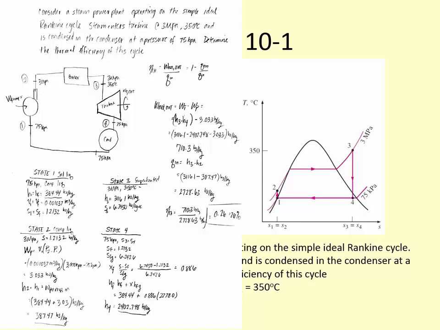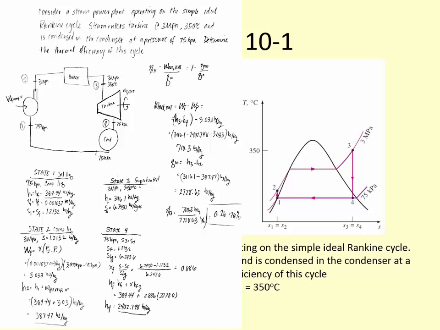We will do some where it's a not ideal Rankine cycle, in which case you have to find state 4S and state 4 actual. So these problems can get very involved, where one problem will take you like 3 pages.